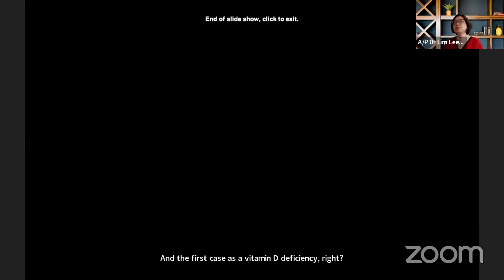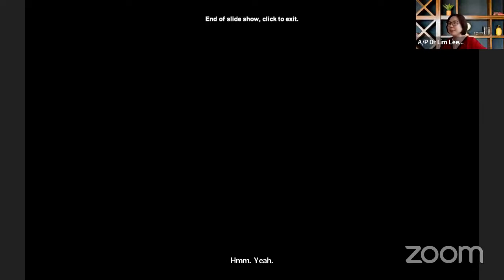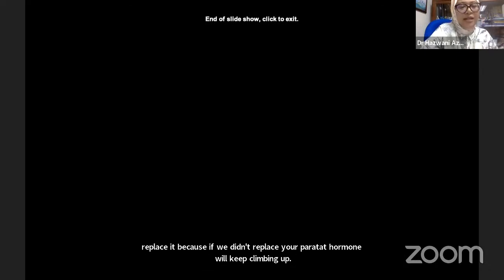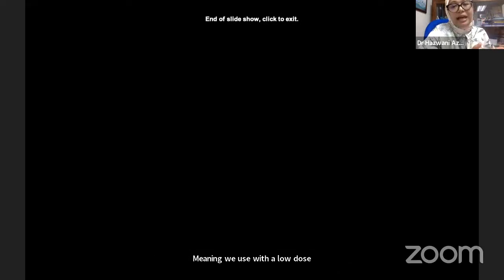And the first case has a vitamin D deficiency, right? There was only 15 nanomoles per liter. Yeah. So they are interested in knowing how to decide on the replacement therapy. Yes. Vitamin D deficiency is very tricky to manage in patients with concomitant primary hyperparathyroidism or other causes of hypercalcemia. But we have to replace it, because if we don't, your parathyroid hormone will keep climbing up. So from the literature that I've used, they have advocated using it cautiously, meaning we use a low dose first, like 800 to 1000 IU per day.